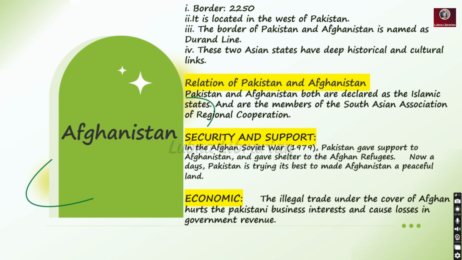Relation of Pakistan and Afghanistan. Pakistan and Afghanistan are both declared Islamic states and are members of the South Asian Association of Regional Cooperation. Security and support. In the Afghan-Soviet War, 1979, Pakistan gave support to Afghanistan and gave shelter to the Afghan refugees. Nowadays, Pakistan is trying its best to make Afghanistan a peaceful land. Economic. The illegal trade under the cover of Afghan transit hurts Pakistani business interests and causes losses in government revenue.